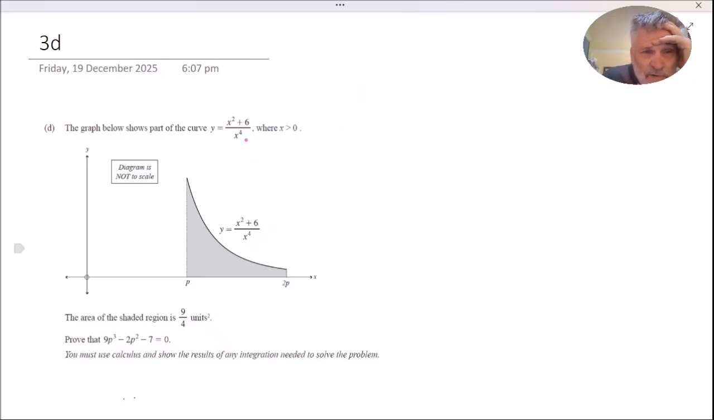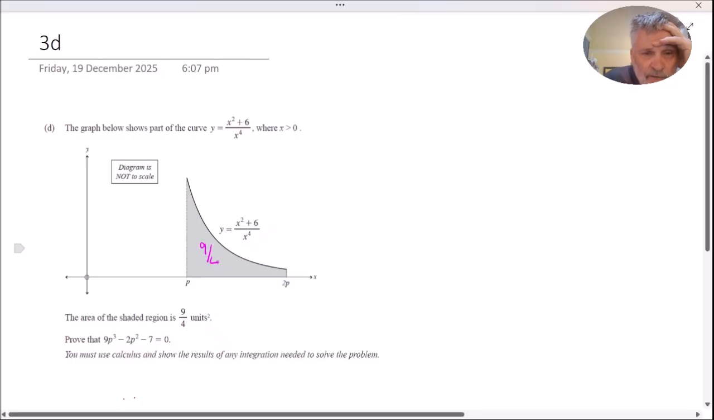So this question says we've got a graph of (x squared plus 6) over x to the power of 4. And it shows a shaded region between x equals p and x equals 2p. It tells us this area is 9 over 4. That'll be the integral simply of this function.